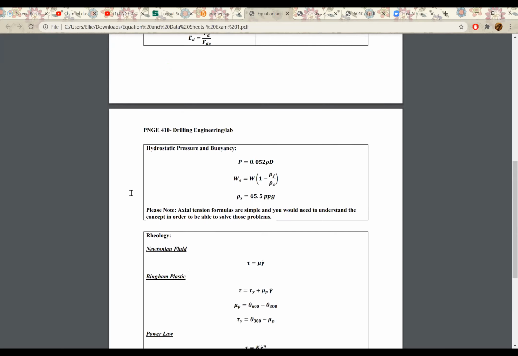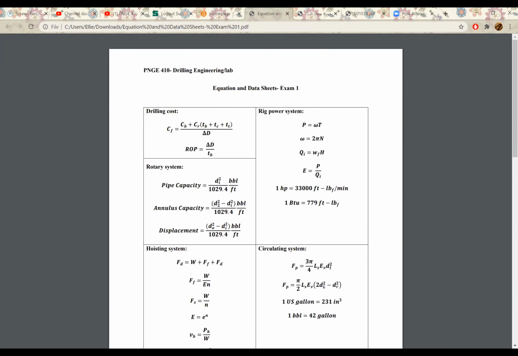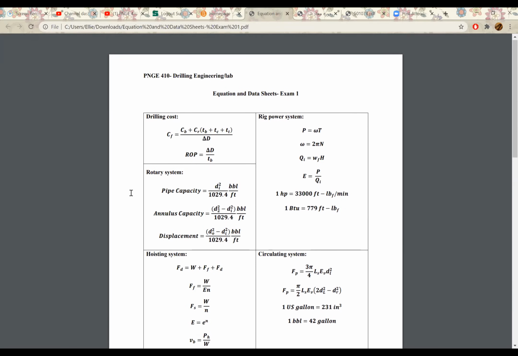Of course, the cost per foot is important, right? We did examples, you did homework. We also did an example in the synchronous session on drilling cost calculations. Just make sure you understand this equation very well. You understand the rate of penetration is how much depth you drill divided by rotating time. And that's all you need to know. If you understand this equation, you can solve any problem for drilling cost.